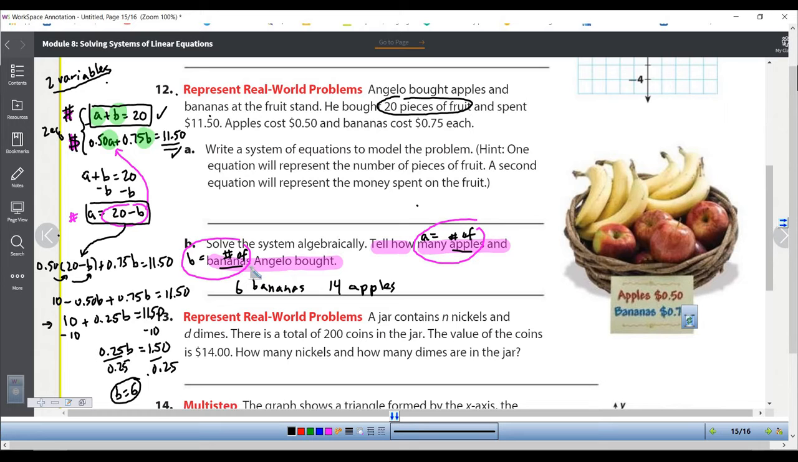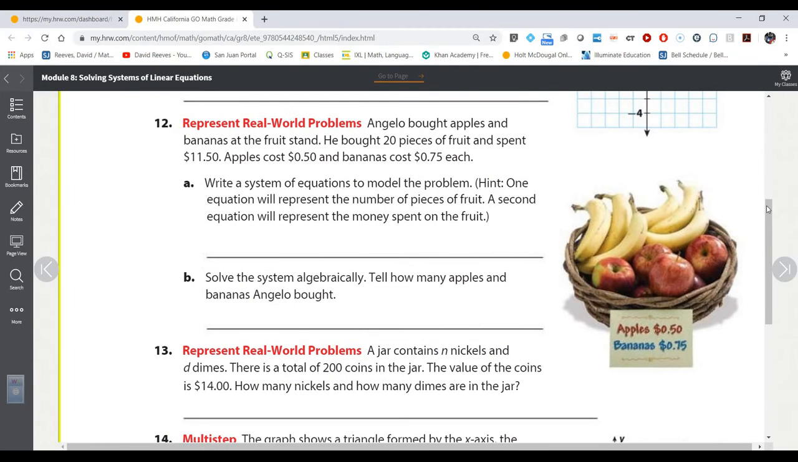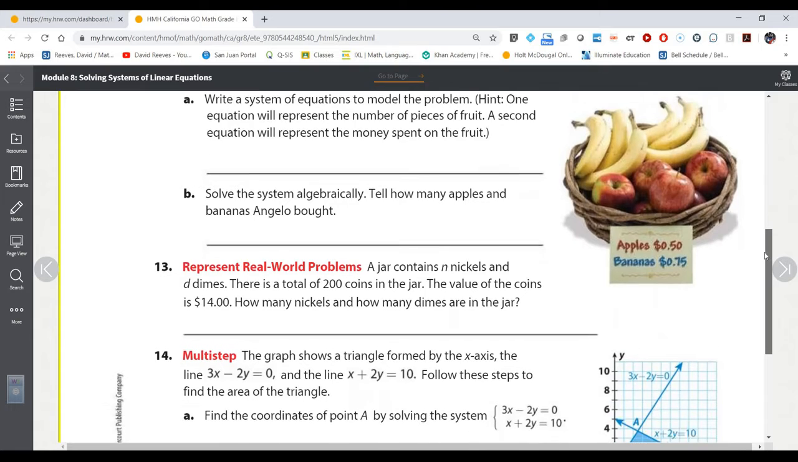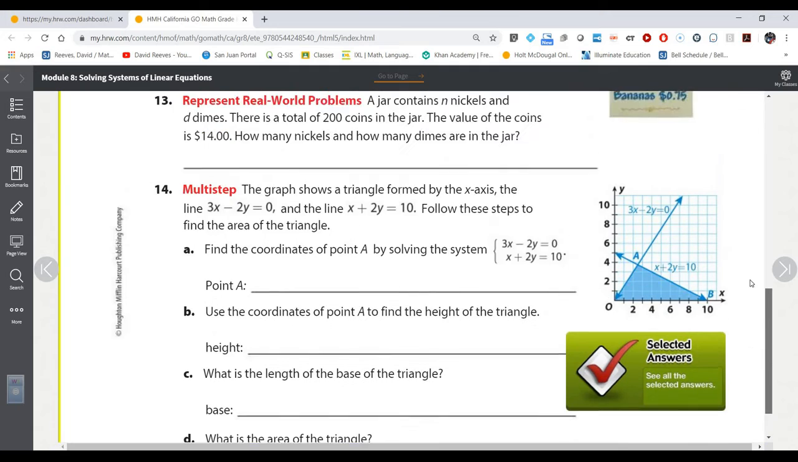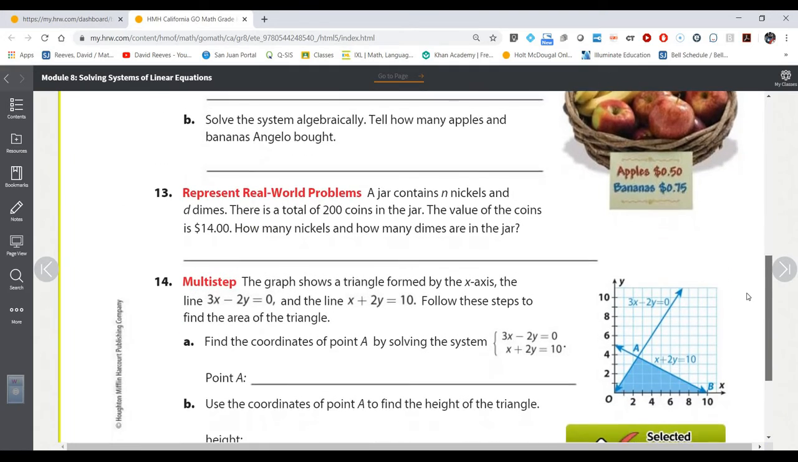Let's go ahead and do one more problem here, the one right below it. It's a different problem, but you're going to see it's actually very similar. All right, problem number 13. Again, we are on the same page. That page is 243. Problem number 13.